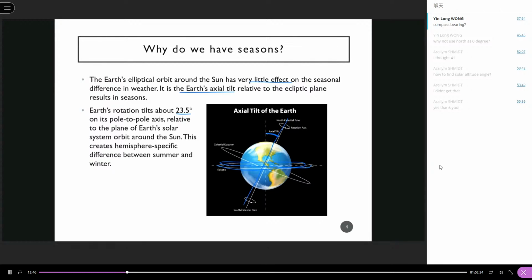And this is why we have hemisphere-specific differences between summer and winter. Hong Kong is located in the northern hemisphere, and now is winter. How about the southern hemisphere? For Australia, it is now summer. So we have hemisphere-specific differences, and it is because of this tilting angle.